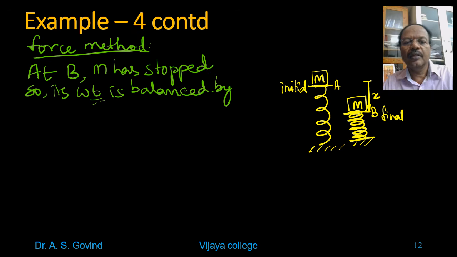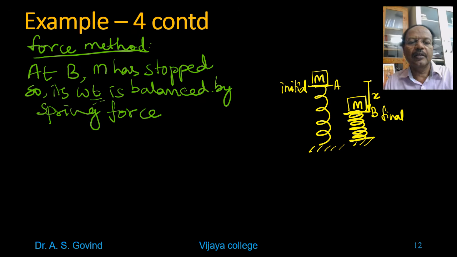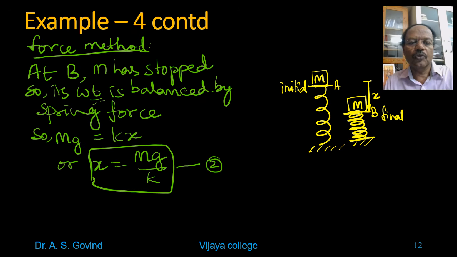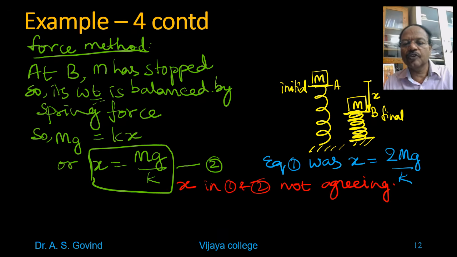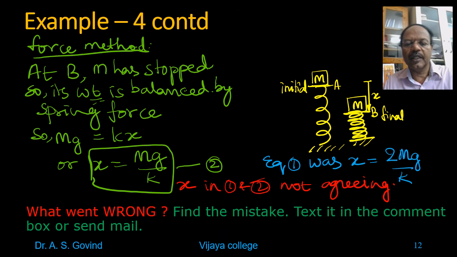Going further, if you use the force method, at B, M has stopped, so its weight is balanced by spring force. So mg equals kx, simplify, you will get x equals mg by k. Notice that your first answer was 2 mg by k. The two are not agreeing. What went wrong?